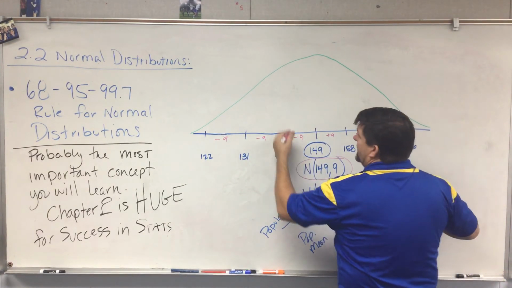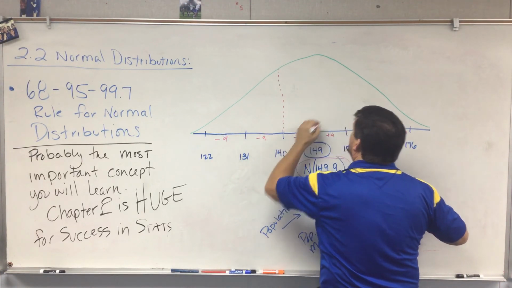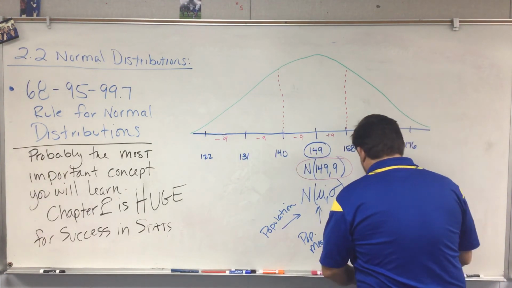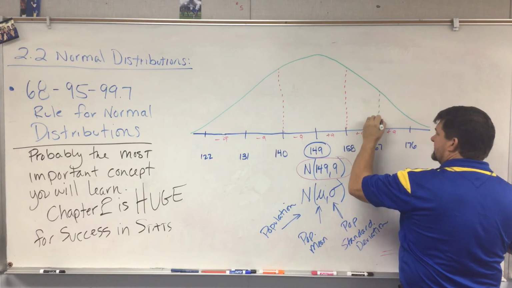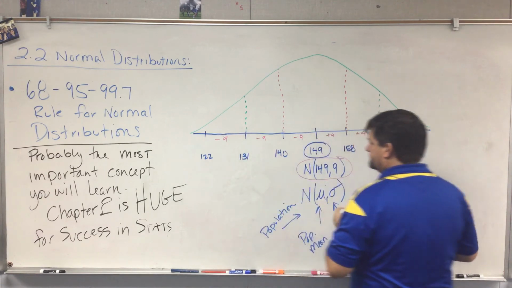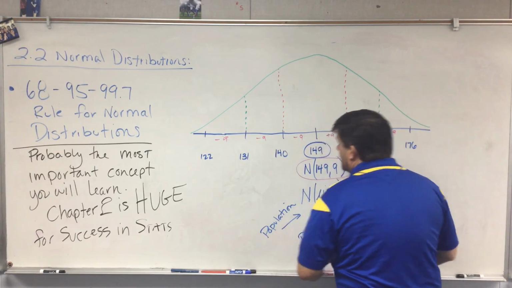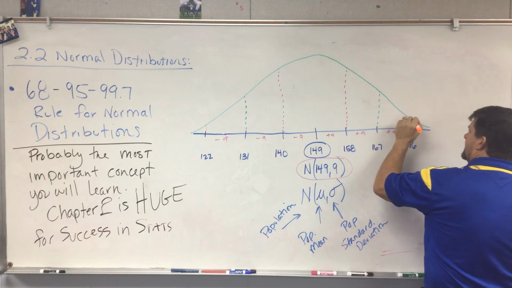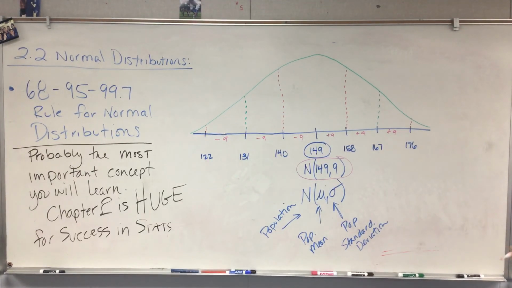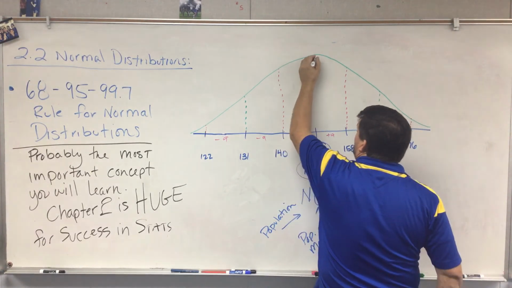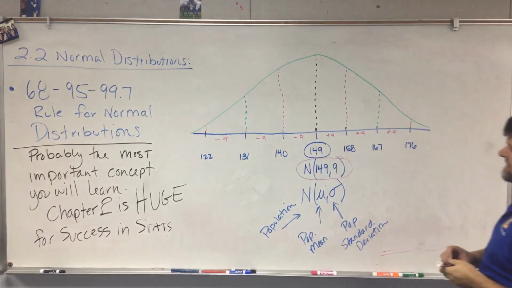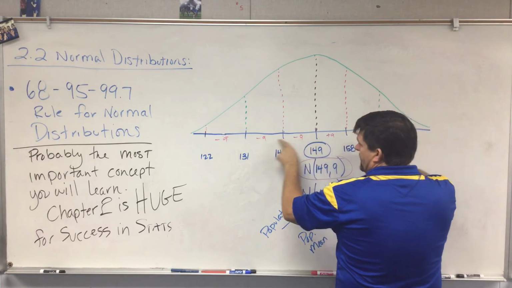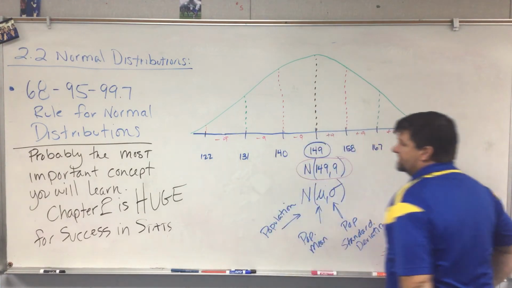I'll put this one in pink here. This is 1 standard deviation. This is 1 standard deviation. All right. This is 2 standard deviations. This is 2 standard deviations. And then our last one is 3 standard deviations and 3 standard deviations. And then of course, I'll put this in brown in the middle. We have our mean, which is at 0 standard deviations. All right, so 1 standard deviation away, 2 standard deviations away, and 3 standard deviations away.